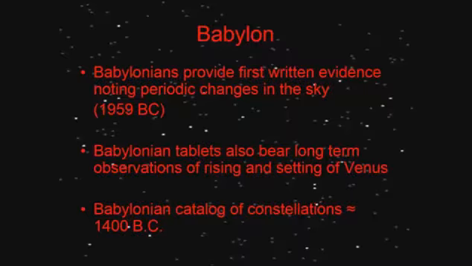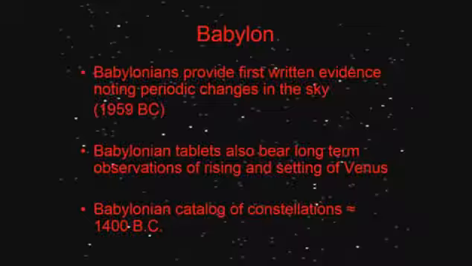But the Babylonians put down really the first written evidence that noted periodic changes in the sky at about 1959 BC. And a lot of their tablets actually look at long-term observations of the rising and setting of Venus. Venus was an extremely important constellation to the Babylonians, was Ishtar, one of their gods, and they observed Venus quite heavily. It's also a very bright object, easy to see.